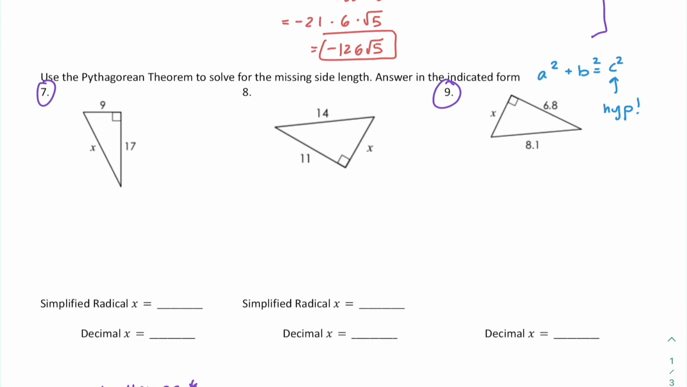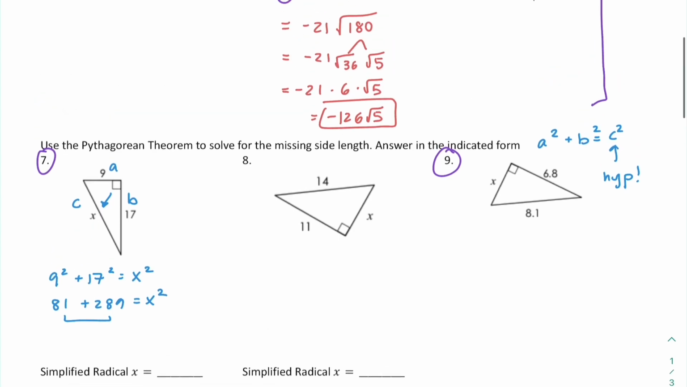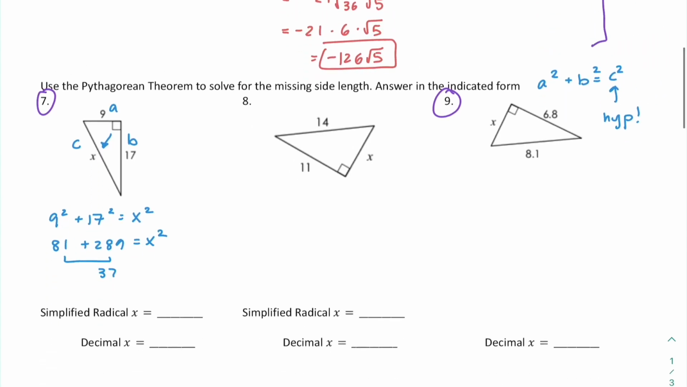So on number 7, the hypotenuse is across from the right angle, so I'm going to make that C, and then A and B are the other 2 sides. So I would need to go through and write those into the Pythagorean theorem. So 9 squared plus 17 squared equals x squared. We can use our calculator if we don't know those perfect squares. So it's 81 plus 289 equals x squared. We have like terms on the left that we can combine to get me 370 equals x squared.